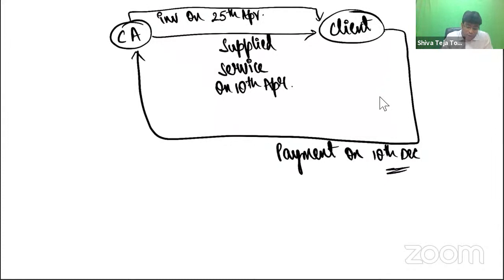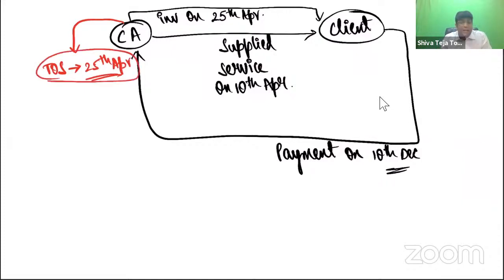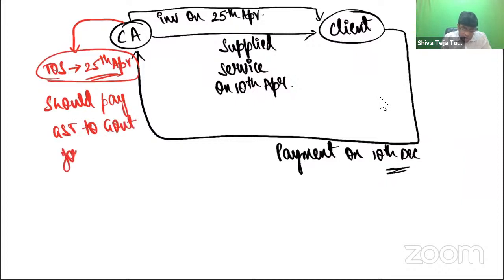Now, the interesting point to be noted is that from the chartered accountant's point of view, my dear friends, time of supply will directly be 10th of April. Wait a second. Time of supply will be 25th of April, because time of supply is date of invoice or date of payment, whichever is earlier. So 25th of April will become the time of supply. So the chartered accountant should pay GST to the government for the April month itself.